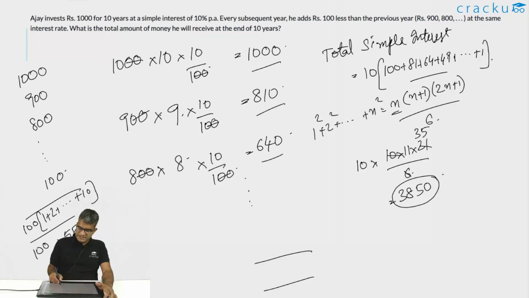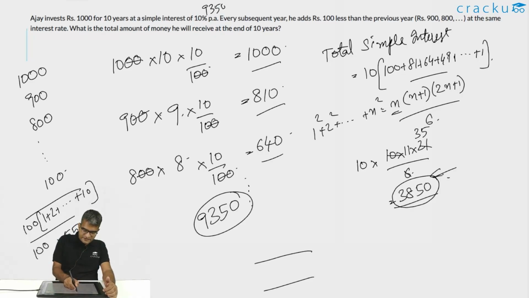The total interest that is accrued is 3850. So the total amount that you will receive at the end of 10 years is 5500 plus 3850, which is equal to 9350. So the answer for this question is 9350. Let us look at the next question.